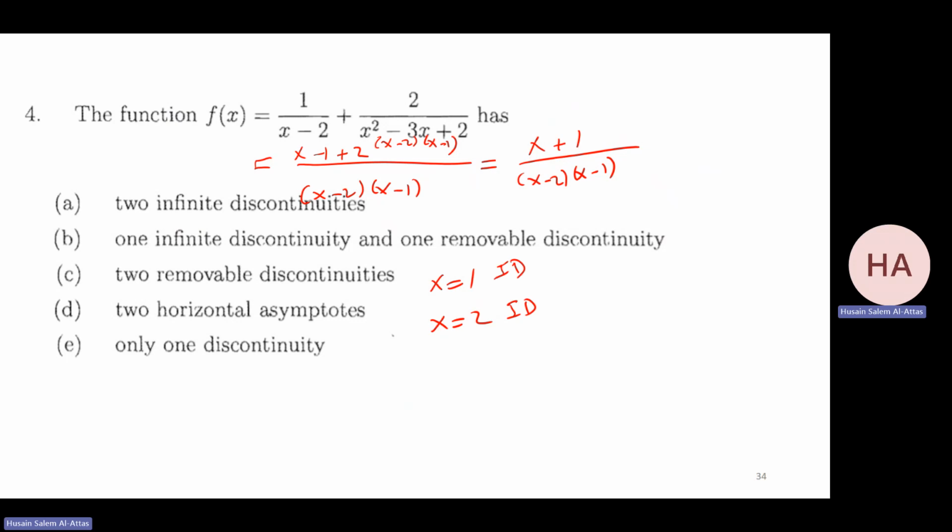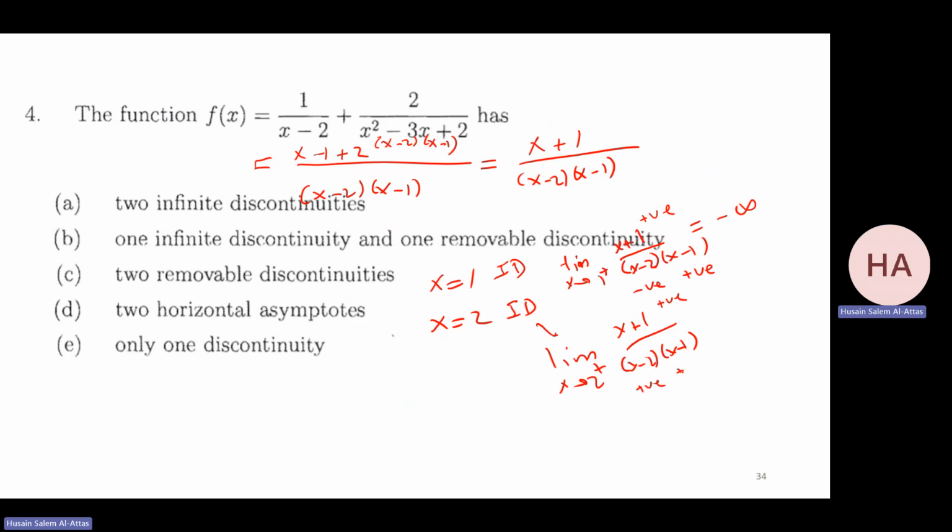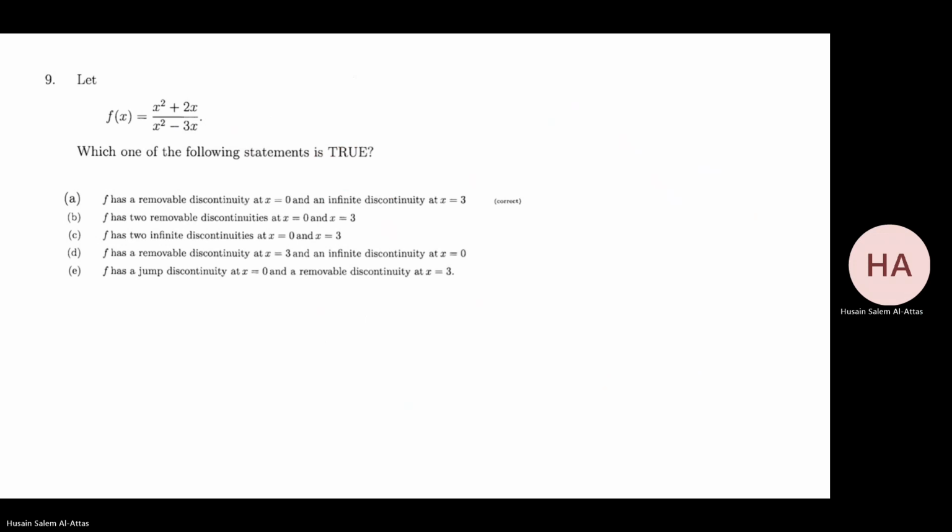Since it will be non-zero over 0, check the limit. As x goes to 1 from the right for this function, that will be positive, this one negative, this one positive. So I have minus infinity. For this one, limit as x goes to 2 from the right of (x plus 1) over (x minus 2)(x minus 1), that will be positive, positive, positive, and that will be plus infinity. So we have two infinite discontinuities.